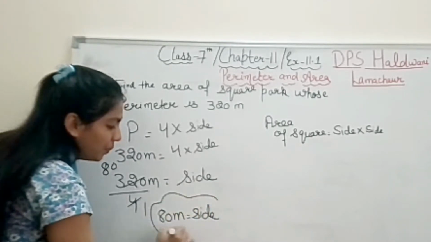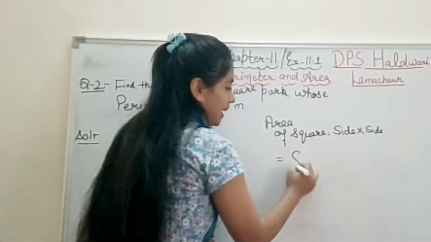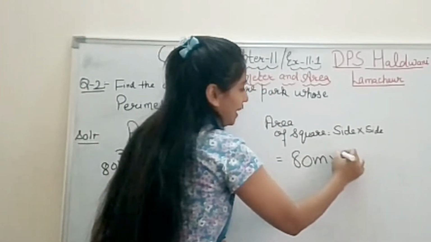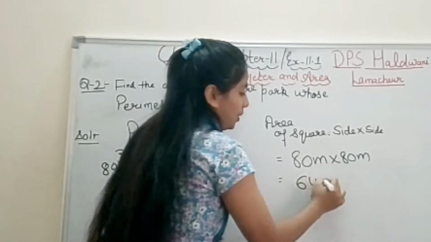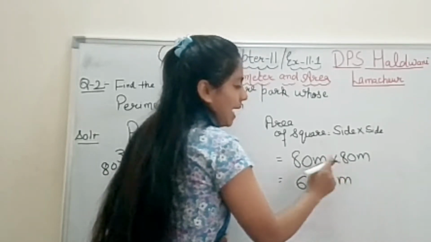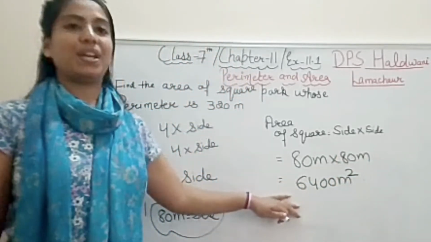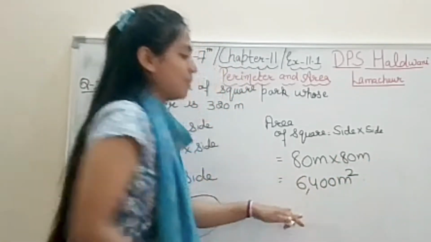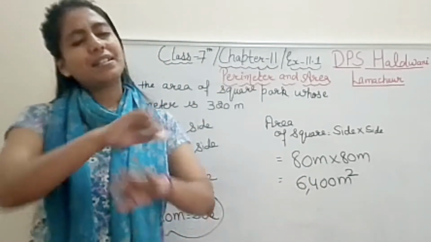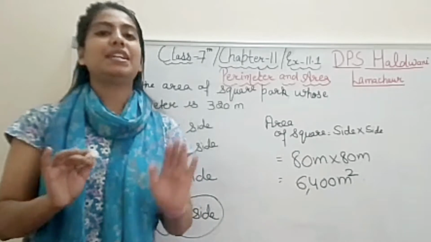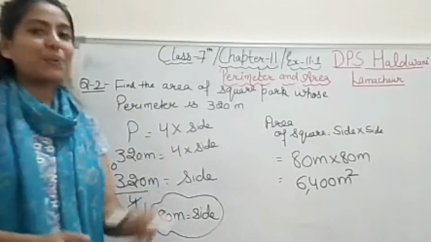Now we know the side. Now easily we can find out the area. So area of square is 80 meter into 80 meter. So that is 8 8s are 64, 2 zeros, meter into meter, meter square. So the area of the square is 6,400 meter square. Very simple, student. Questions are just very simple. You just need to understand it. That's it. Okay. So this is all about question number 2.